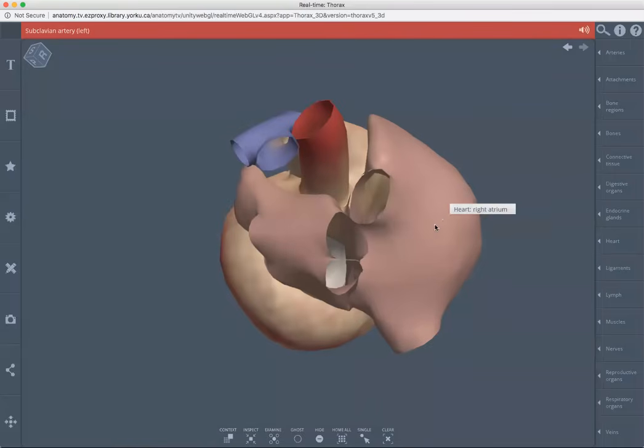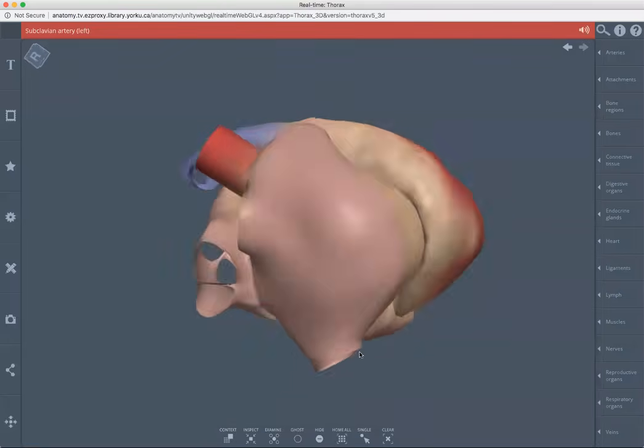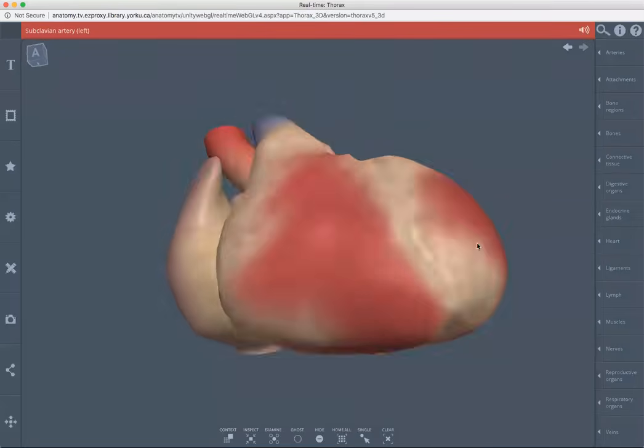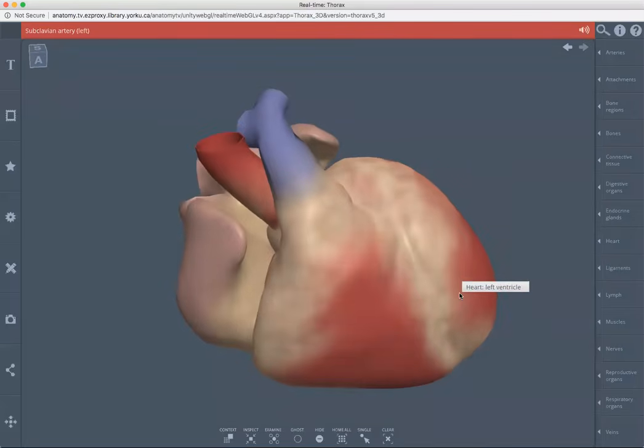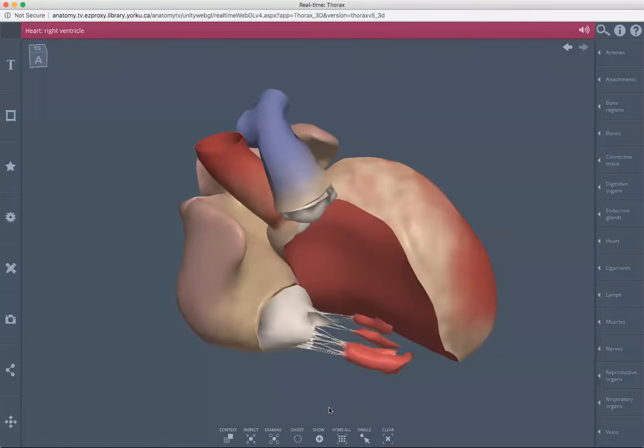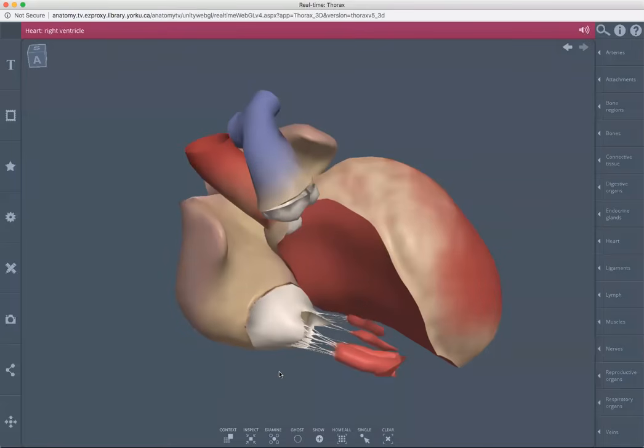So what you have here is your right atrium, okay? So this is the opening for the superior vena cava, that's the opening for the inferior vena cava, and we'll come down like this. So when the blood moves from the right atrium to the right ventricle, it's going to go through a valve. So I've removed the wall of the right ventricle here so you can see the valve, okay?